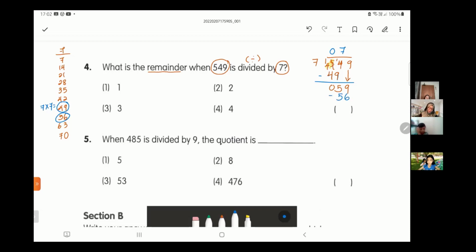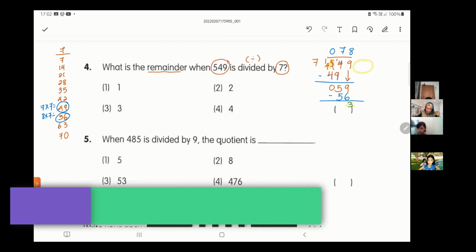So 56 is what times 7? 8 times 7. So it will be 8 on top here. 9 minus 6 is 3. So the balance here, there's no more number at the side here, right? There's no more number here, right?